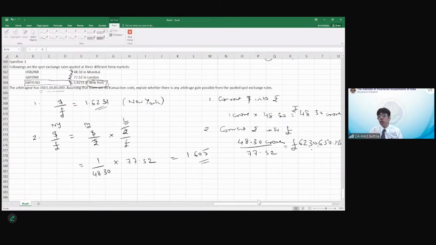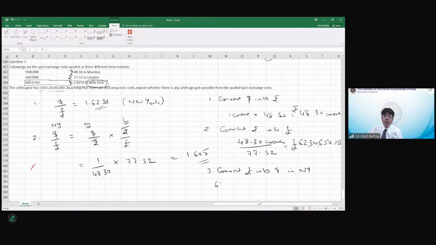So I have 62 lakh 30,615. So I get this much pounds. Now, what I can do is I can take this pound and convert this pound into dollars. Where? I will do it in New York now. So I'll bring that pounds from London to New York and I will convert this pound into dollar.